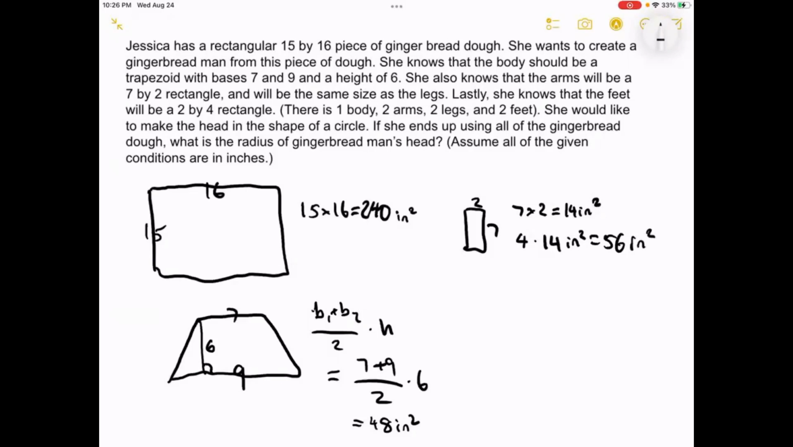Now, lastly, we have the feet. The feet are each a 2 by 4 rectangle. The area of each foot is 4 times 2, which is 8 square inches. And since there are 2 feet, we have 2 times 8 square inches, and that's equal to 16 square inches.